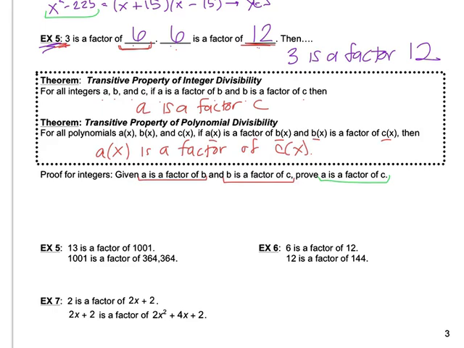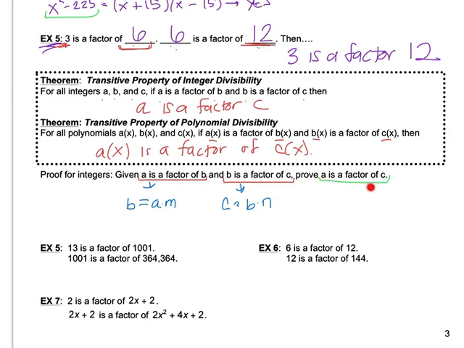Now, given A is a factor of B, then we can say B equals A times some other integer, we'll call it M. And if B is a factor of C, that means C equals B times some other integer, we'll call it N. So that must be true. Remember, these are given pieces of information, so this has to be true by definition of a factor. If B is a factor of C, then C equals B times some other number.